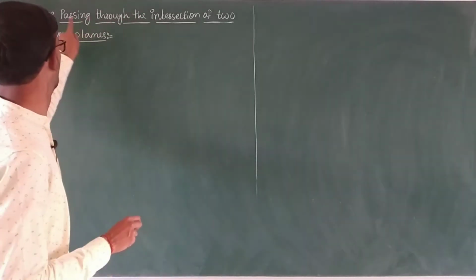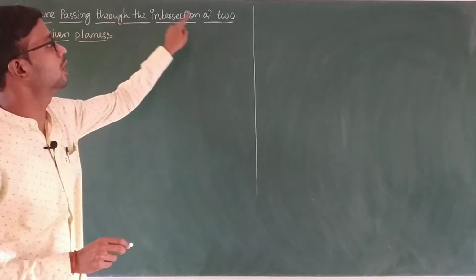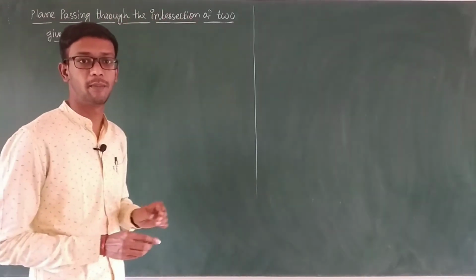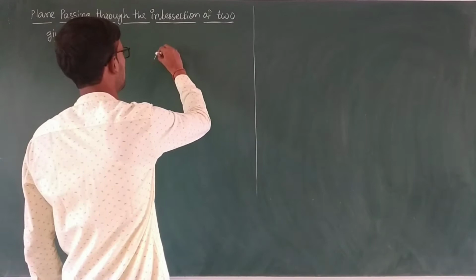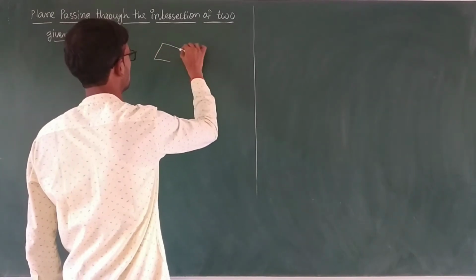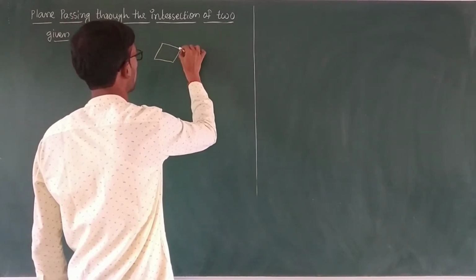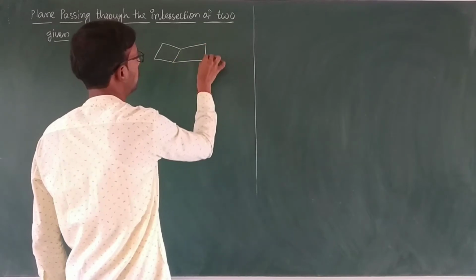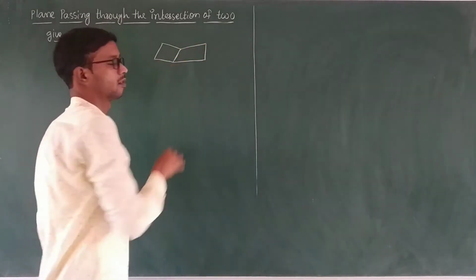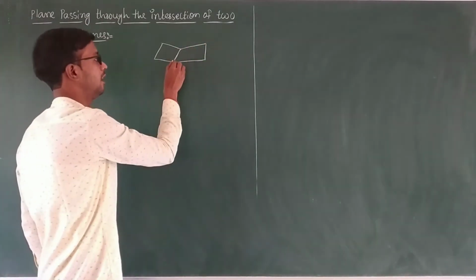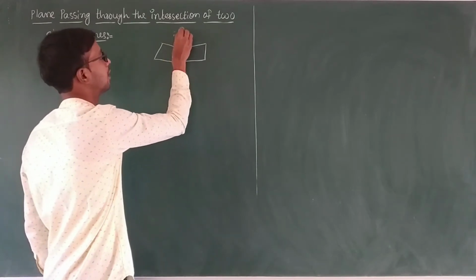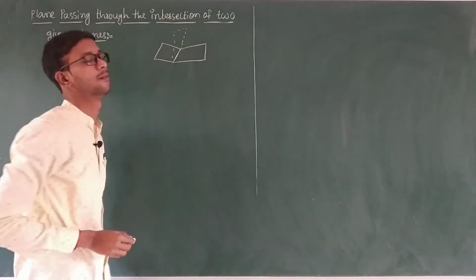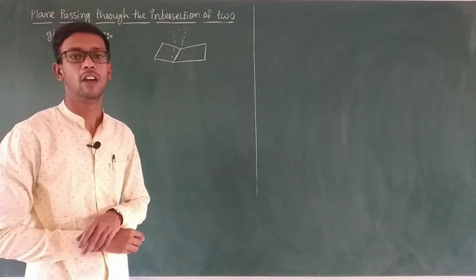You observe here, a plane passing through the intersection of two planes. That means there are two planes, and their intersection is a line. From this, we have to find another plane equation.